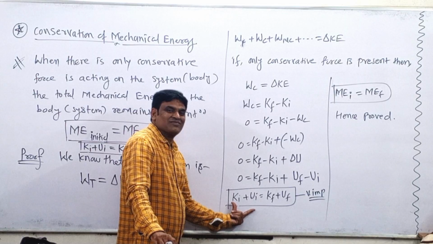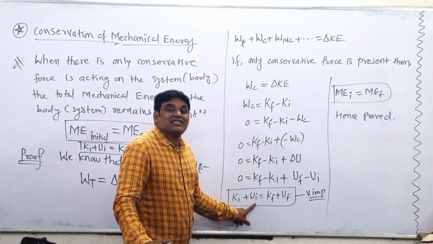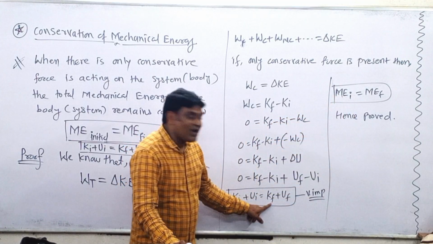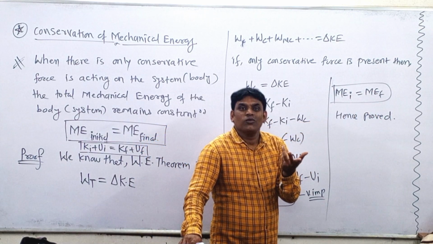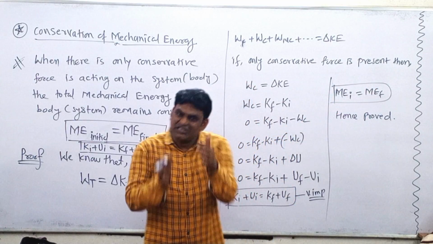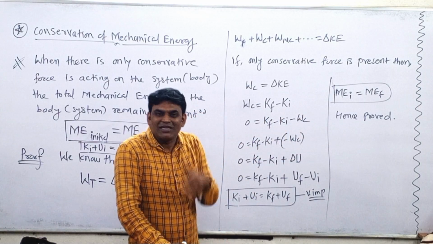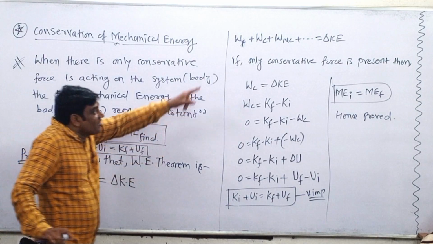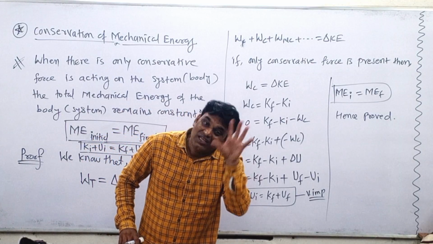And what is this? This is a very important expression you must remember. Kinetic energy plus potential energy initial means the initial mechanical energy. Kinetic energy final plus potential energy final means the final mechanical energy, and these two are equal. So there is no change between the initial energy and final energy. The total mechanical energy initial is equal to the final mechanical energy, so that is conserved. This is what the law says. But this happens only when the condition is there: only conservative force is present and all other forces are absent.